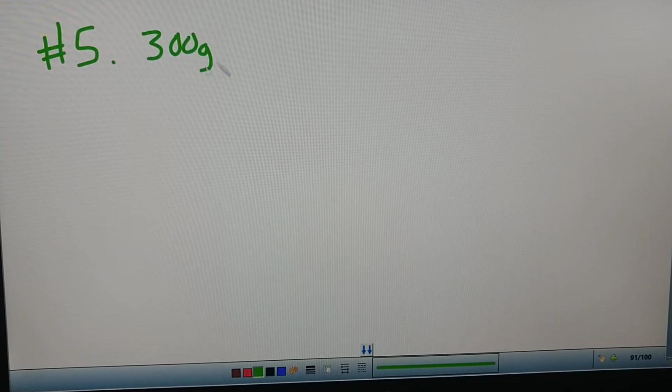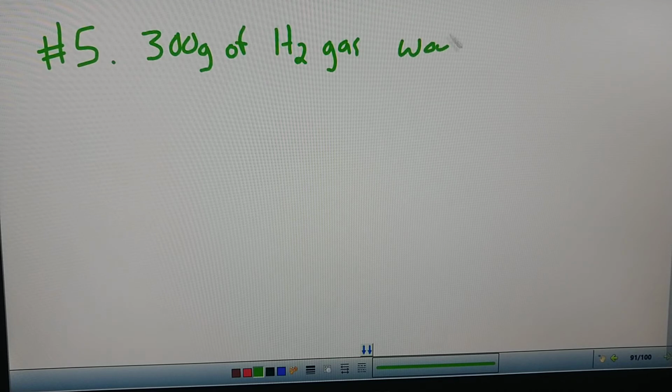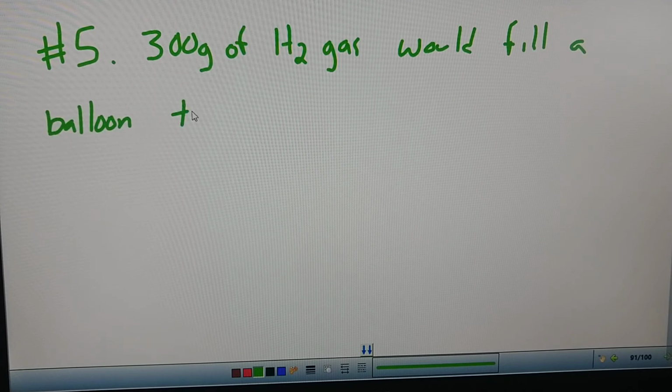300 grams of hydrogen gas would fill a balloon to blank liters. All right, you answer it. Now I'm going to solve it. Here we go.